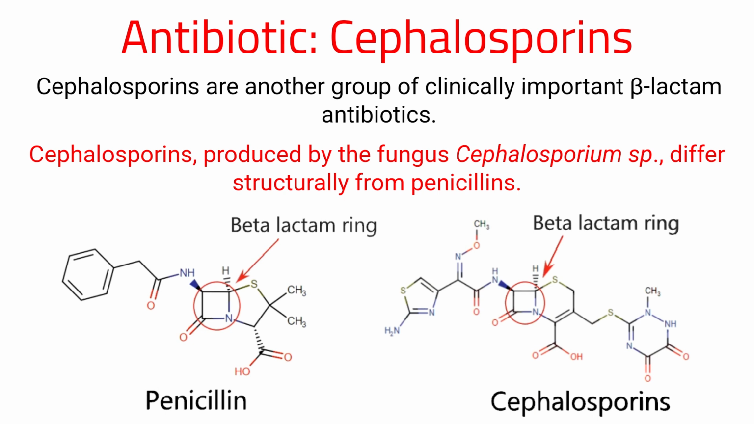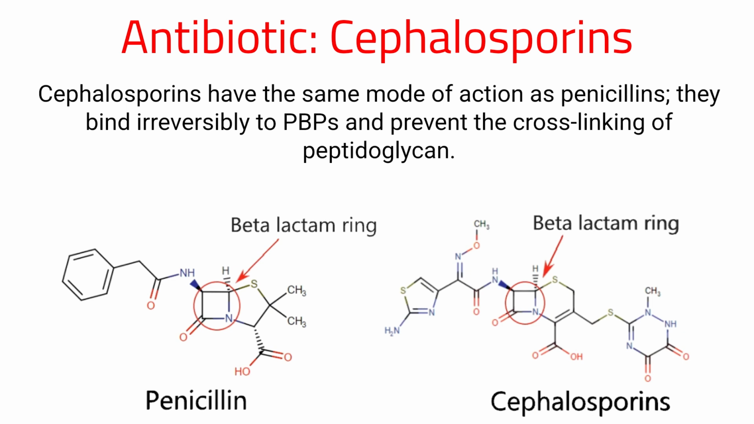Cephalosporins are another group of clinically important beta-lactam antibiotics. Cephalosporin, produced by the fungus Cephalosporium species, differs structurally from penicillin. They retain the beta-lactam ring but have a 6-member ring instead of a 5-member ring. Cephalosporins have the same mode of action as penicillin. They bind irreversibly to penicillin-binding proteins and prevent the cross-linking of peptidoglycan.